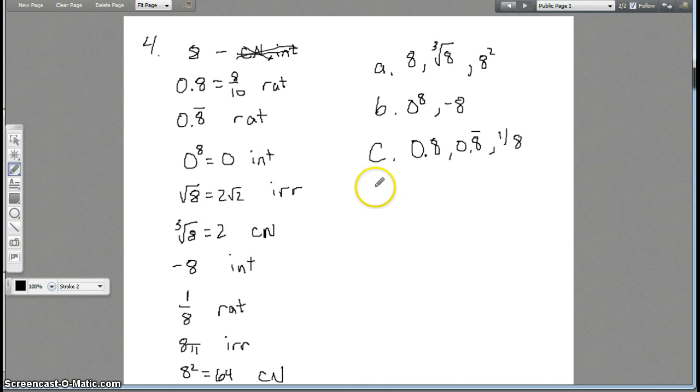And then part D wants to know which numbers are real but not rational. Well, if they're real but not rational, then they must be irrational. And so those would be square root of 8 right here and 8 pi.